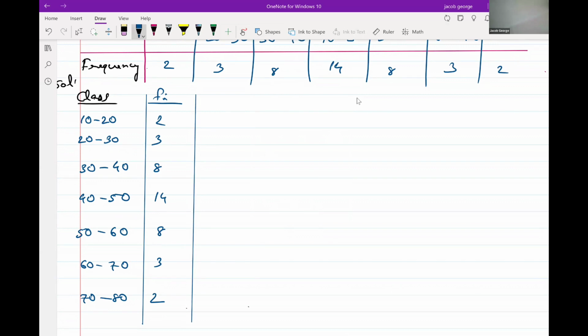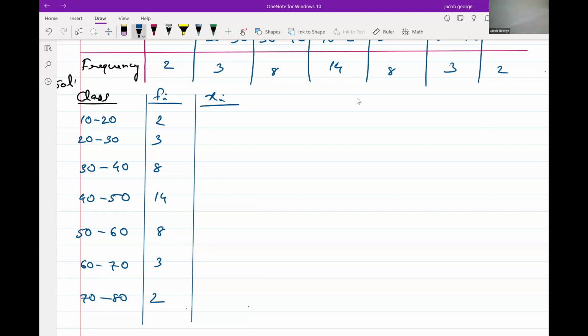Then after writing class and frequency, what is next? Xi. Xi is the middle value of each interval. The middle value we calculate like this: lower limit plus upper limit by 2. 10 plus 20, 30 by 2, 30 by 2 is 15. Just by looking also we can see 10 to 20, the middle value is 15.